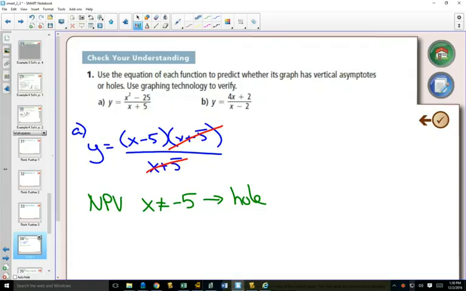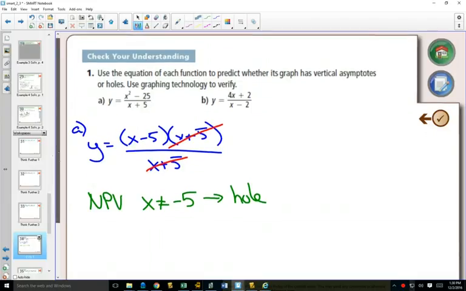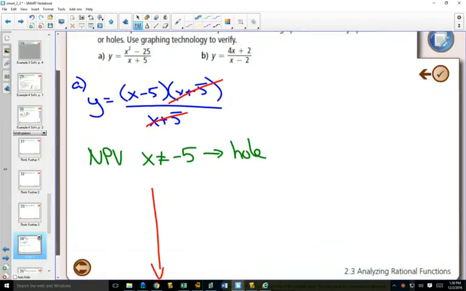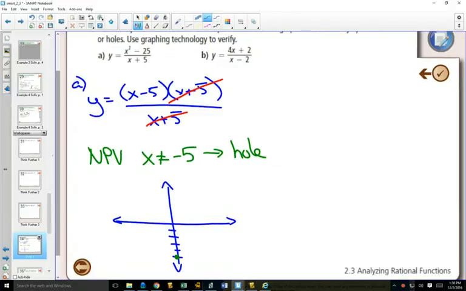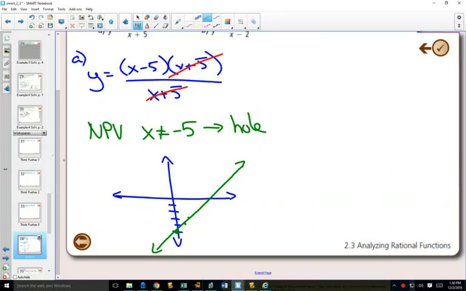In fact, if we wanted to, we could now graph this. Once it cancels out, what are we left with? x minus 5. That's a line. It has a y-intercept here at -5. A slope of 1, so over 1, up 1, over 1, up 1. There's the graph of x minus 5. We now have to go on to this graph and figure out that at -5, there's actually going to be a hole in that graph.